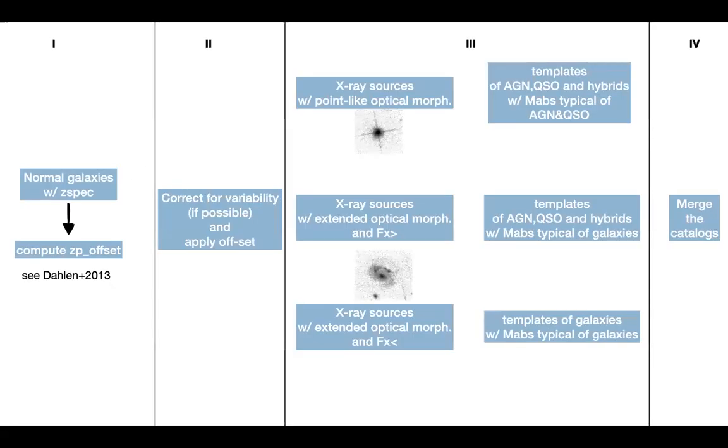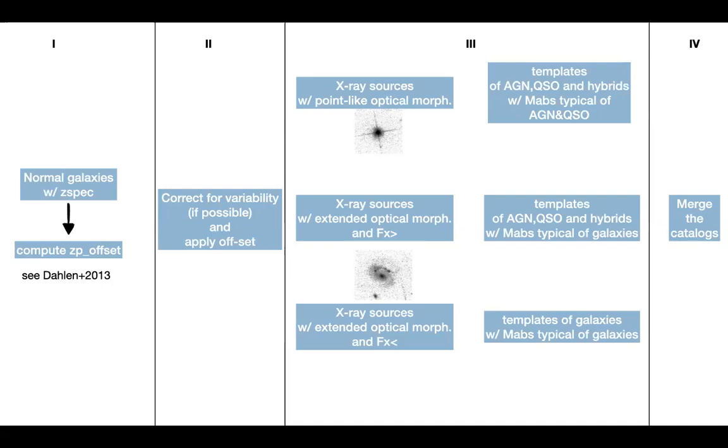My recipe, this is what I do usually. I start from a sample of normal galaxies, non-AGNs, with reliable spectroscopy available, with the same photometry data set that I'm going to use for the AGNs. And I compute the zero-point offset, making use of a library of normal galaxies. This was already demonstrated back in 2013 in a paper that Thomas Dahlen led, where we have shown that the best photo-z's were all computed by codes that included a zero-point offset in the analysis.